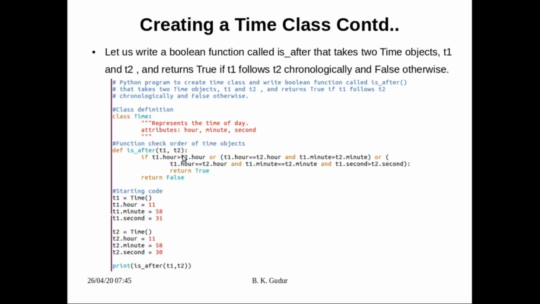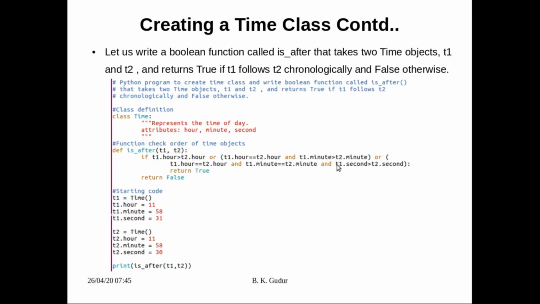Or if it is not greater, then it will come here. Okay, so let us consider if t1.hour is equal to t2.hour and it should be true, and apart from that t1 minutes should be greater than t2 minutes. If it is true, then it will not go to the next one.